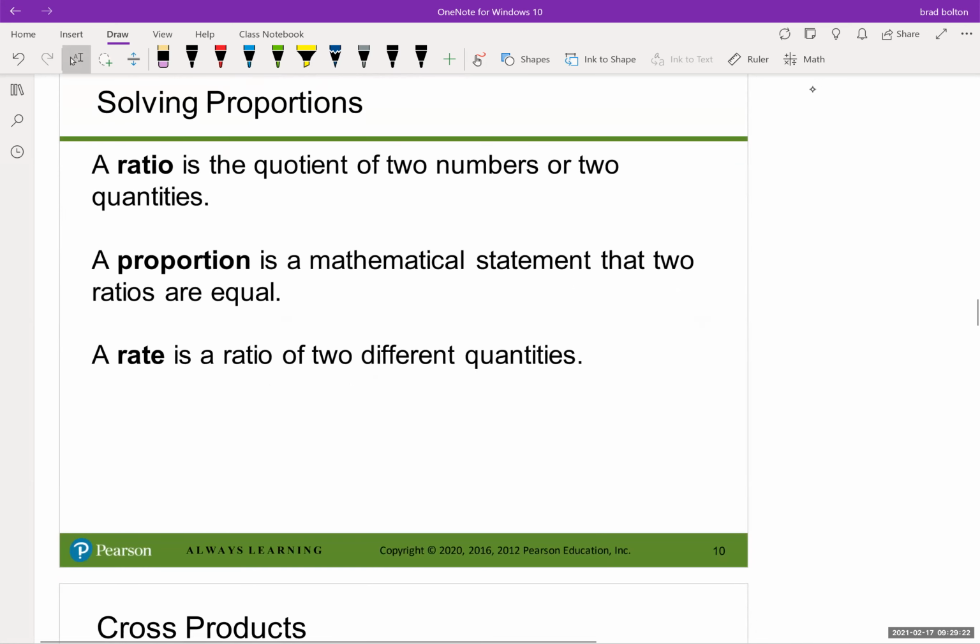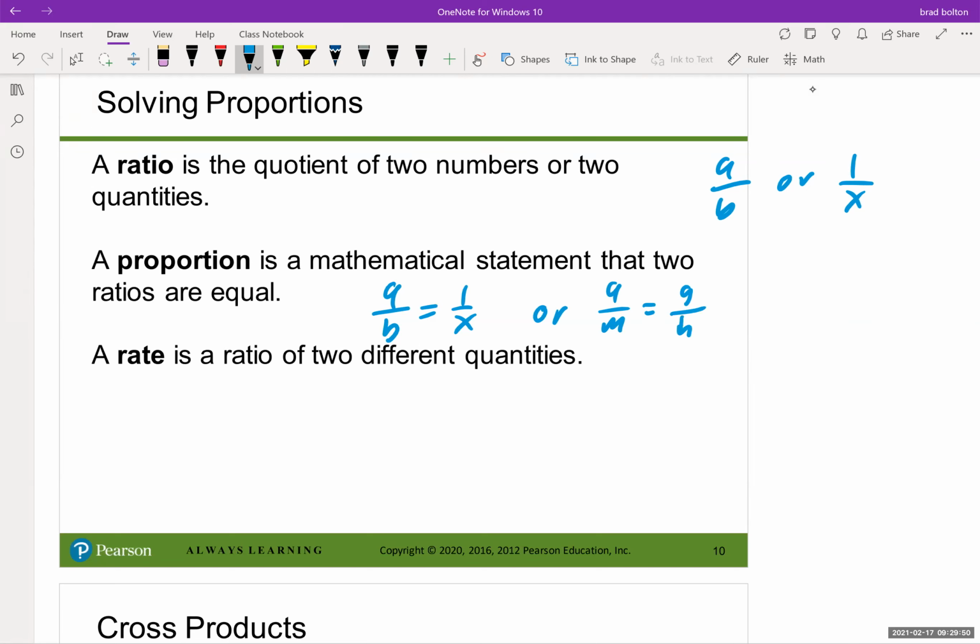All right, so now let's talk about proportions. A ratio is the quotient of two numbers or two quantities. So you guys know this is like A over B or 1 over X, and so on. Now, a proportion is a mathematical statement that two ratios are equal. So this would be A over B equals 1 over X, or we could do A over M equals G over H. You can do whatever you want as long as you have one ratio equal to another ratio.